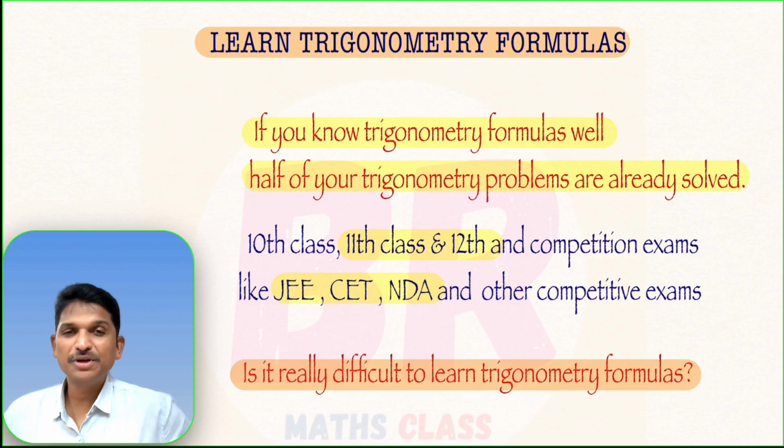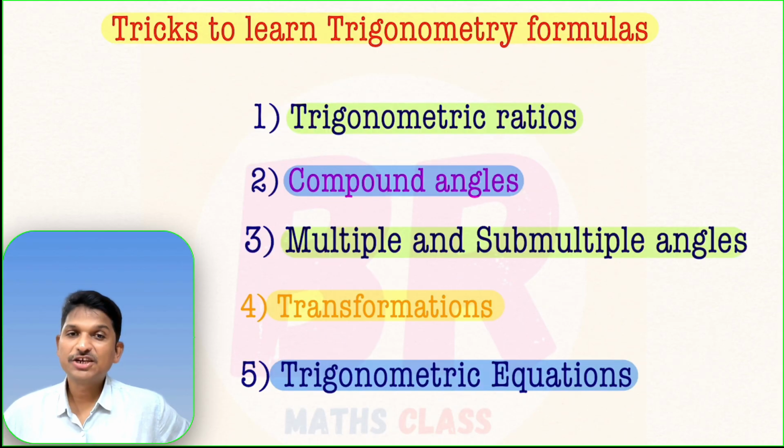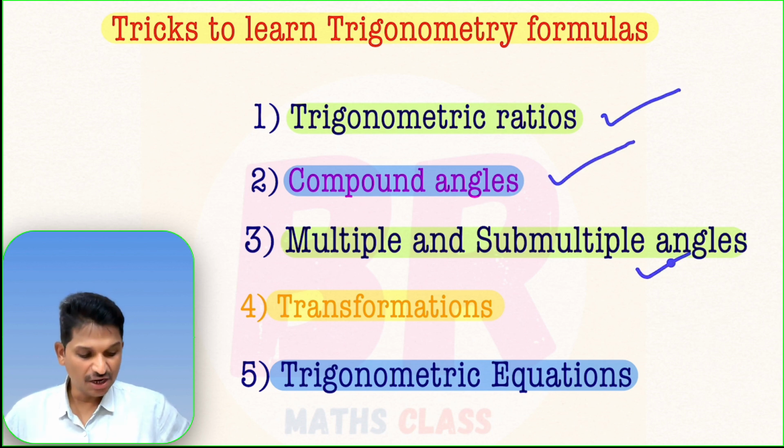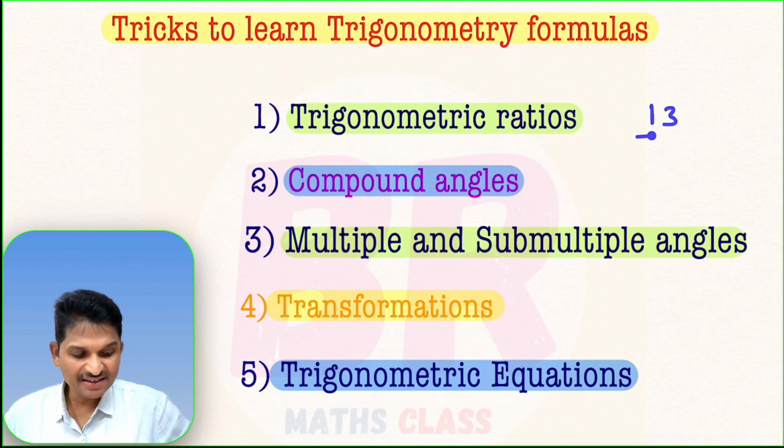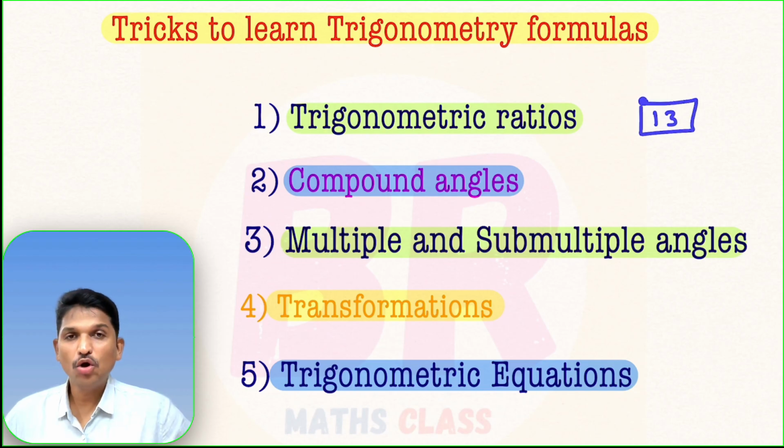To learn these trigonometry formulas, you need to first understand how many parts are there. In these trigonometry formulas, mainly 5 parts are there: formulas from trigonometric ratios, formulas from compound angles, formulas from multiple and submultiple angles, formulas from transformations, and finally formulas from trigonometric equations. Do not worry, I listed all formulas in order. Total 13 sets are there. I listed all at one place.